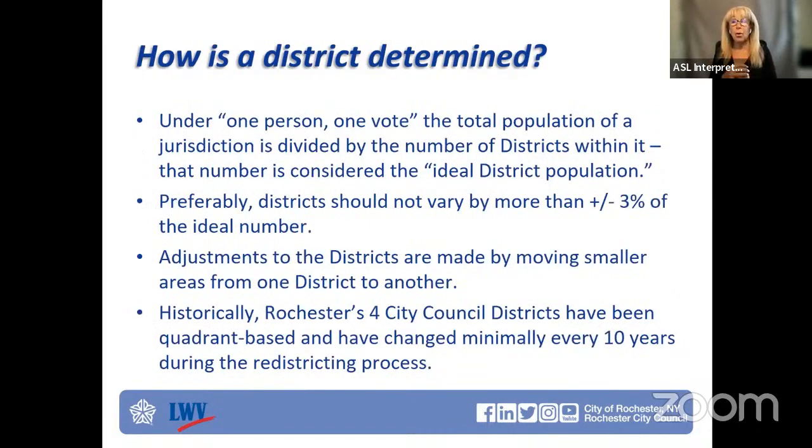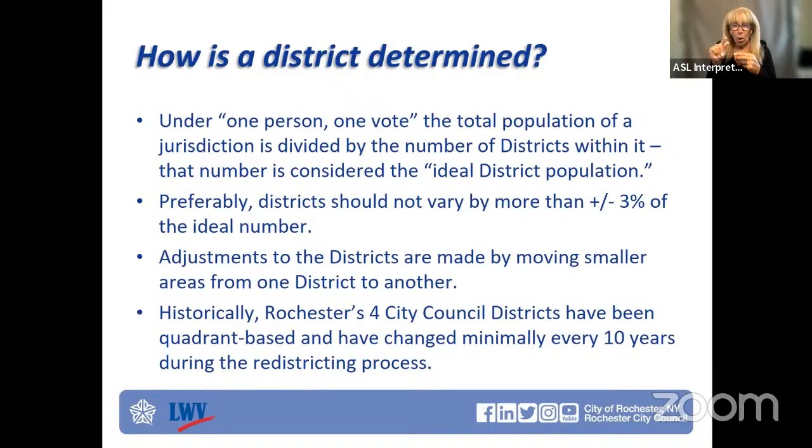So how is a district determined? It really follows some pretty simple math. You take the total population of the jurisdiction and you divide that by the number of districts within it. The result is known as the ideal district population. Preferably, districts should not vary by more than a very small percentage.